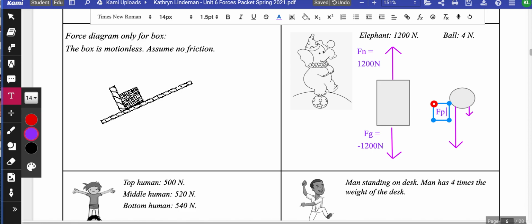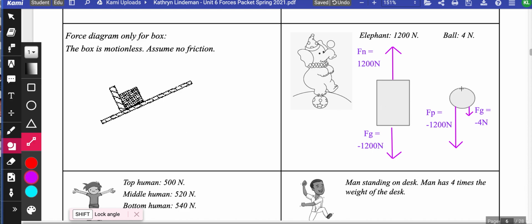So Fp equals negative 1,200 newtons. Okay, and remember, whatever the normal force is for the object directly on top of another object, that's the push force for the object below it. And then the gravity force here, Fg, is equal to negative 4 newtons. Okay, remember, all of my downward forces and forces that are to the left are always negative.